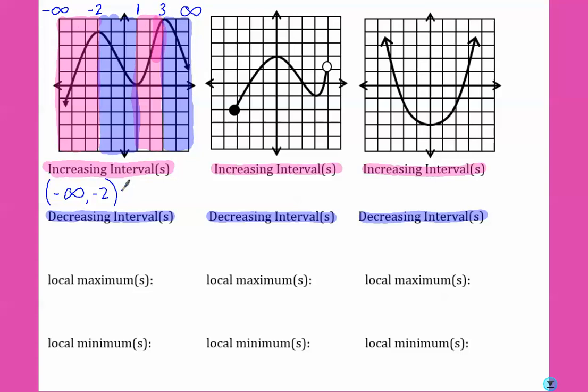Whenever we have multiple intervals, we're going to put U in the middle. It stands for union. It's like a math and symbol saying it increases here and here. So my other interval is 1 to 3. Now I'm going to look at my decreasing intervals. This first blue one goes from -2 to 1. And I have another one here from 3 to infinity.